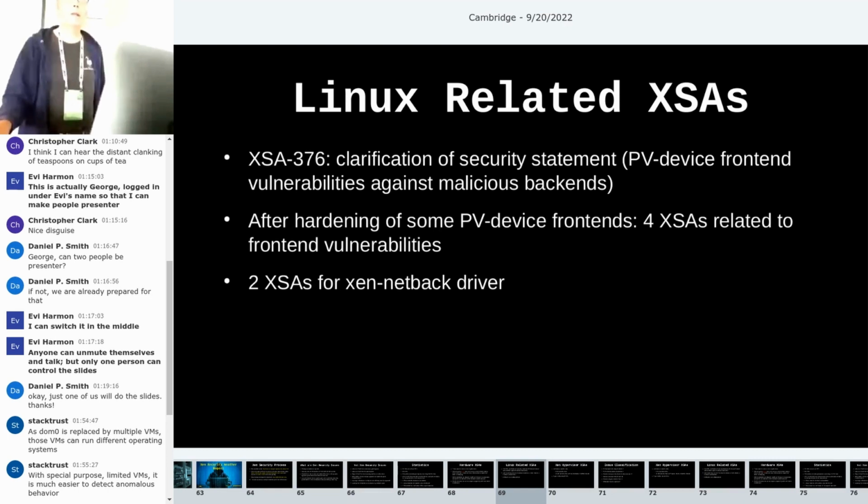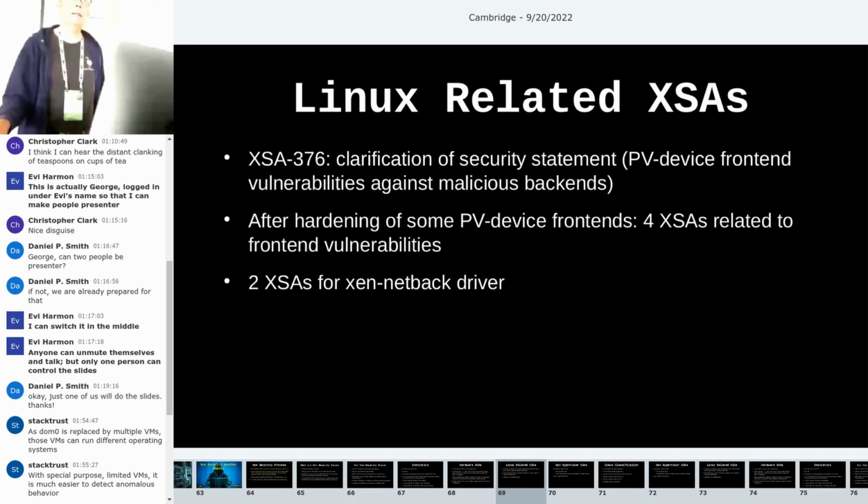So if you use encrypted disks, the front end should be able to discover if the data has been dealt with in an illegal way by decompressing it or deciphering it. And this should be fine then. Before making this XSA public, we sent out some patches to the Linux kernel, hardening at least the most important front ends, being the disk, the network, and the console ones.